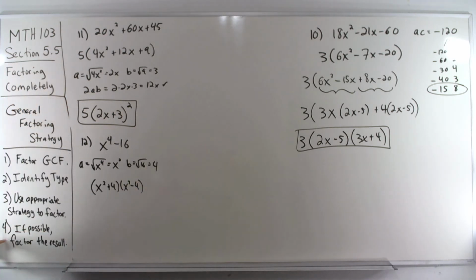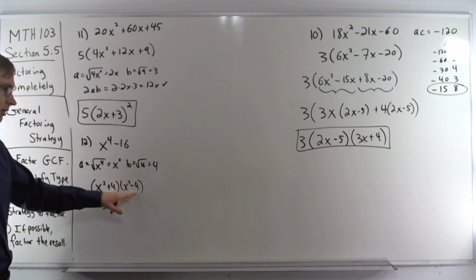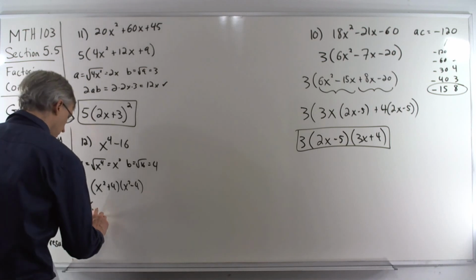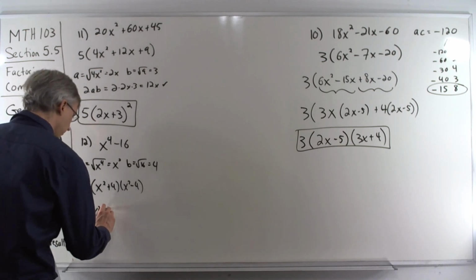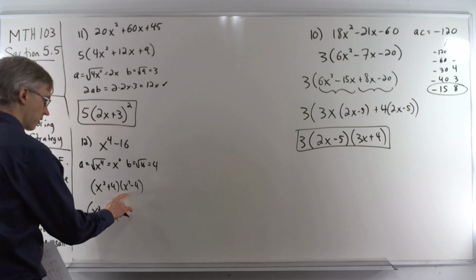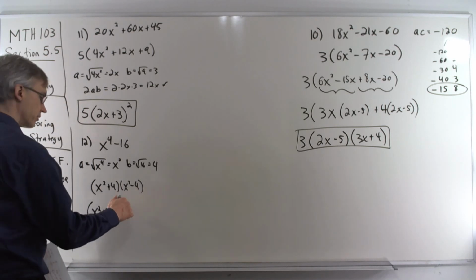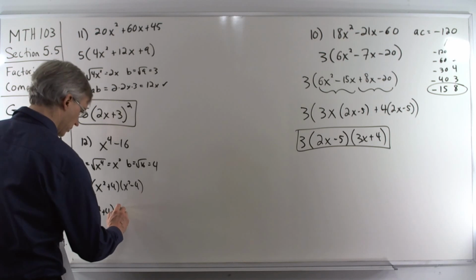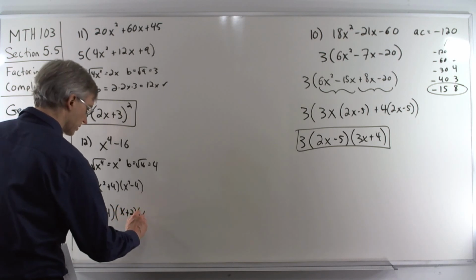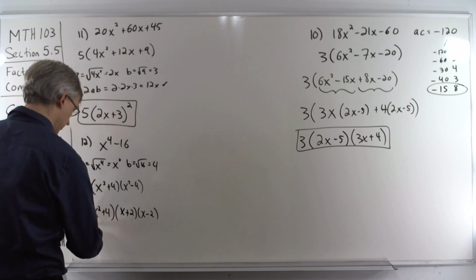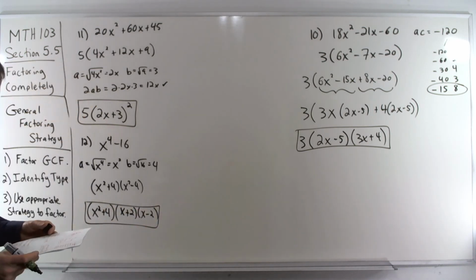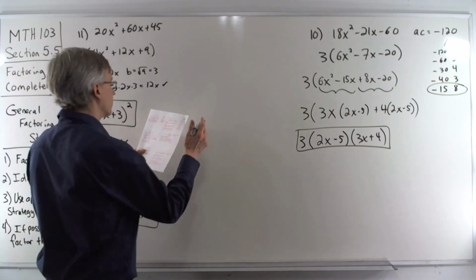Now don't forget about step 4. If possible, factor the result. X squared minus 4, that's another difference of squares. So that gives us x squared plus 4. And square root of x squared is x, square root of 4 is 2. So a is x and b is 2. So that is x plus 2 times x minus 2. Your turn, number 13.